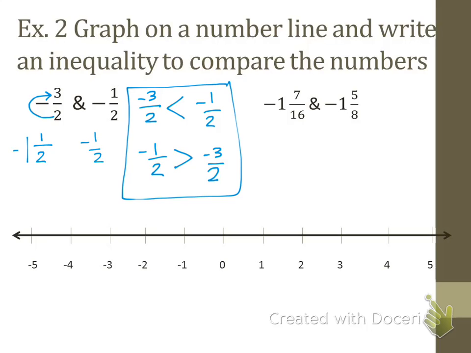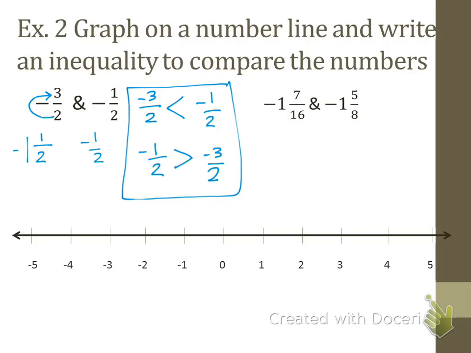So when we have these two numbers, they want us to compare them. But these fractions are really kind of tricky to compare. Because how do I know, is 7/16 bigger or is 5/8 bigger? It's really hard to figure out. So, Nishan, do you have a tip for us?